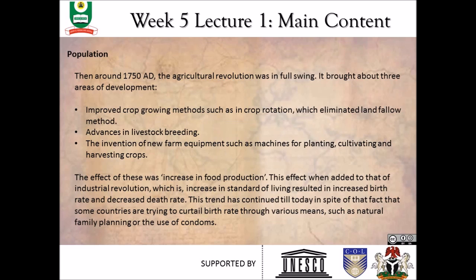The effect of these was an increase in food production. This effect, when added to that of the industrial revolution, which is an increase in standard of living, resulted in increased birth rate and decreased death rate. This trend has continued till today, in spite of the fact that some of the countries are trying to curtail birth rates through various means, such as natural family planning or the use of condoms.